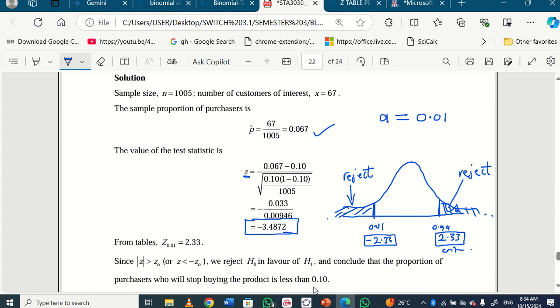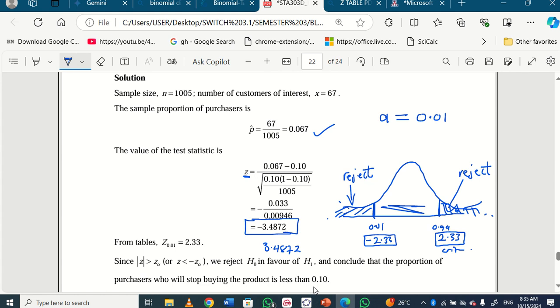So now let's go back to our calculated z value. The calculated z value is negative 3.4874. Now pick the absolute value of this. The absolute value becomes 3.4874. Compare it to the critical value, and you will realize that it falls outside. Any value here will be less than 2.33.